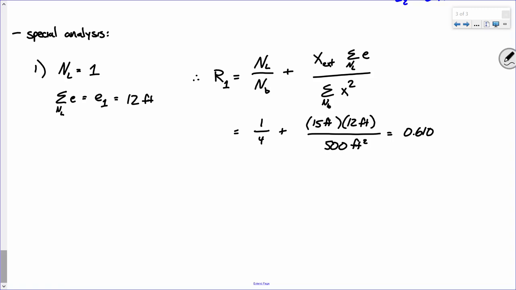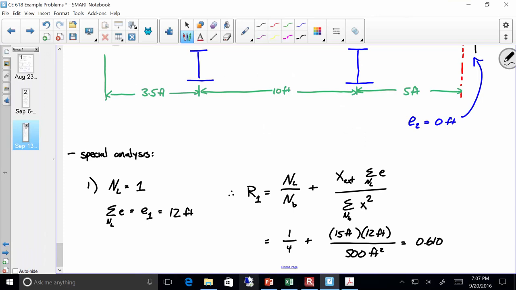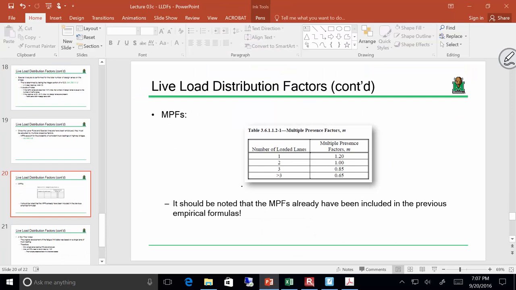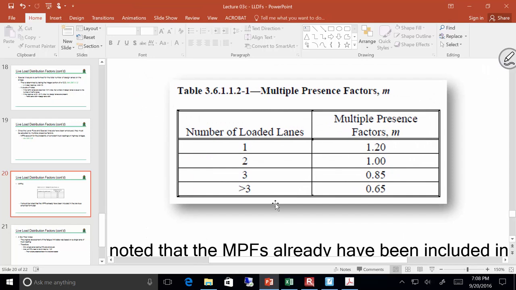What were you saying, Mr. Yukonek? It was 1.2. This is a good first guess. So if you recall, they're right here. Multi-presence factors are in section 3 of the spec. If you've got one lane loaded scenarios, you multiply your distribution factors by 1.2. If you're dealing with 2 lane loaded scenarios, it's 1. With 3, it starts dropping down. And anything greater than 3, 4 lanes, 5 lanes, 6 lanes, you just cap it off at 0.65. All right, make sense? Everybody good?